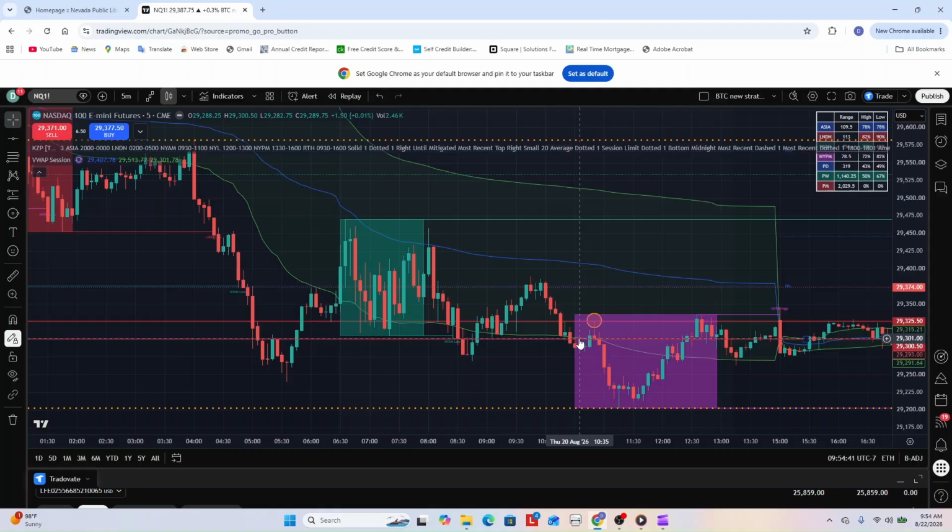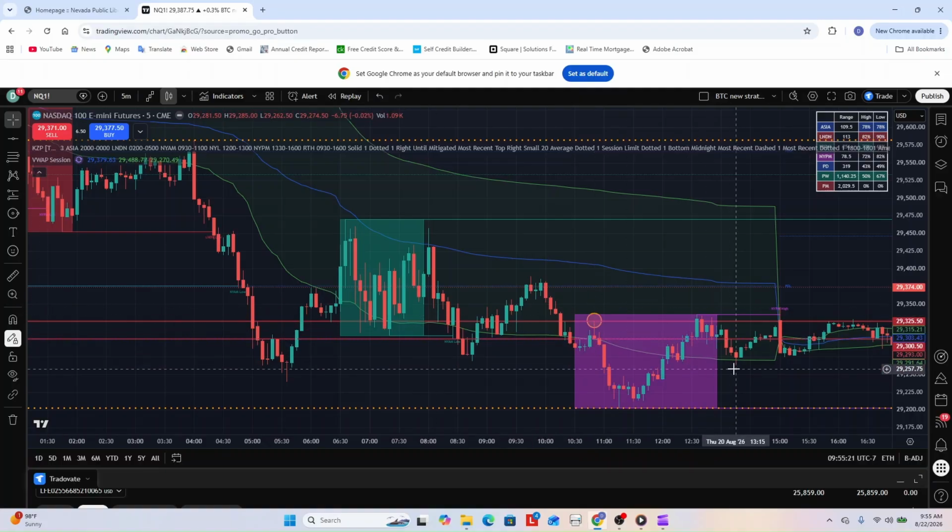29,301, and you could have ridden this down all the way to 29,227. That right there is over, let me see, so 15. That's about what? That's about 60, 70 points. 67, this is a beautiful trade. And this was on Thursday.